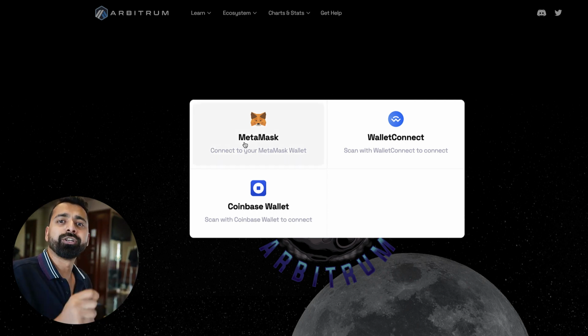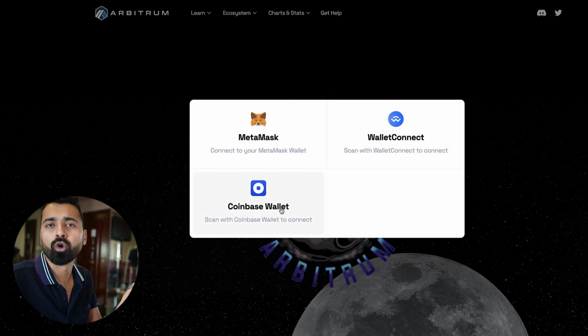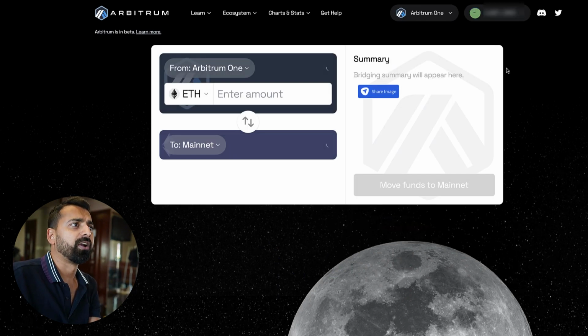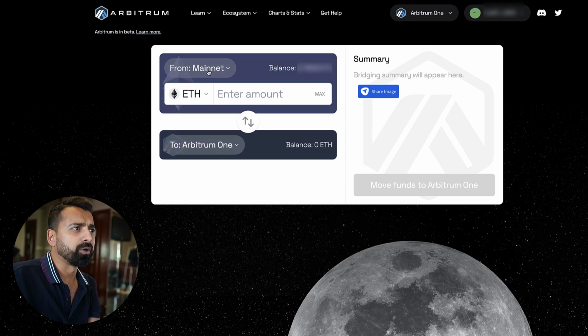So the very first thing you need to do is get to Arbitrum Bridge, where you need to connect your wallet using MetaMask or WalletConnect or Coinbase, depending on the wallet you are using. So let's quickly do that. All right, once you are connected, you can switch. So what we are doing is from mainnet we are moving the coin to Arbitrum One, right? So this is what we will do.